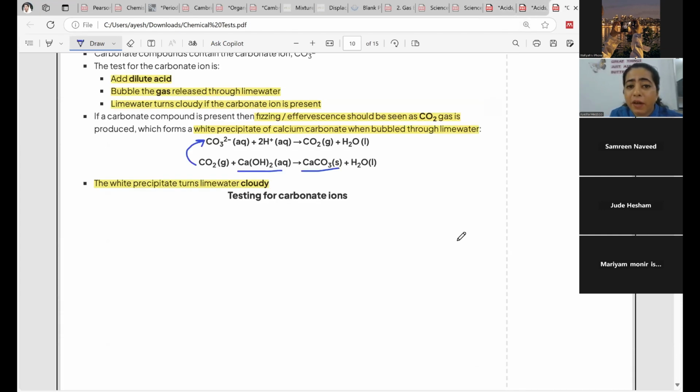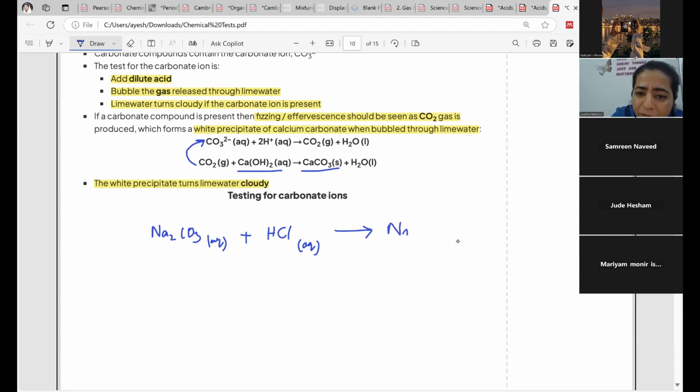That is basically the ionic topic, ionic bonding, when we did it. Let's say I'm taking sodium carbonate, Na2CO3, which is a soluble salt, aqueous. I'm taking HCl, also aqueous. It means it is going to make NaCl, aqueous. It is going to make carbon dioxide, gas, and then water, liquid. I'm not going to balance the equation, just giving you an idea. Later on, you can balance it as well.